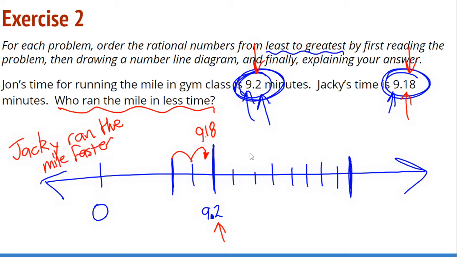And I know that Jackie ran the mile faster because 9 1800 is to the left of 9 2/10 on the number line. And numbers that are less are left of numbers that are greater. So compared to each other, 9 1800 is less than 9 2/10.